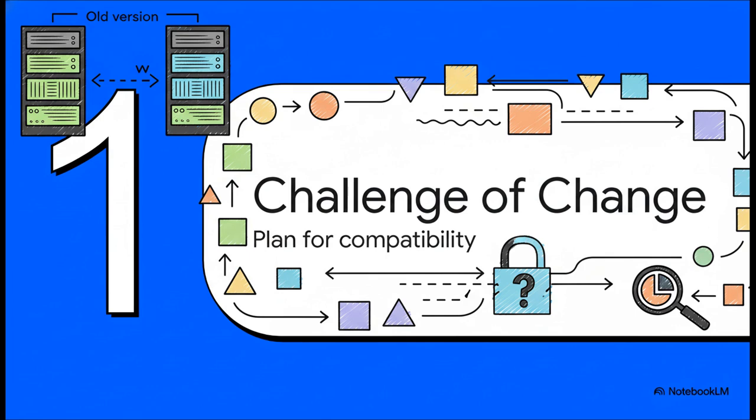Our journey starts with this fundamental problem. See, in any big system, you can't just flip a switch and update everything at once. You do rolling upgrades. And that means, for a little while, you've got old and new versions of your code running side by side. So, how do you make sure they can still talk to each other? How do they understand the same data?